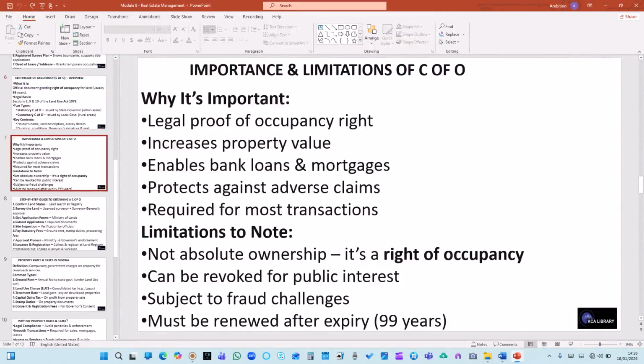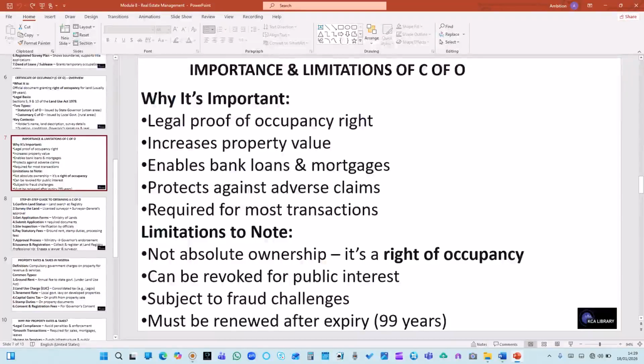Now let us look at the importance and limitation of certificate of occupancy. The importance include it is a legal proof of occupancy rights. So it is a sign that one is a legitimate owner of the property. Number two, it increases property value. So C of O helps to increase the property value. Number three, it enables bank loan and mortgage. So one can use C of O as a collateral when obtaining loan from the bank.